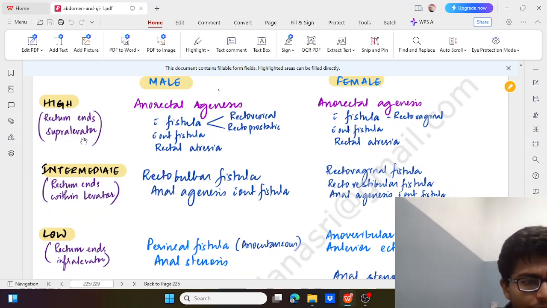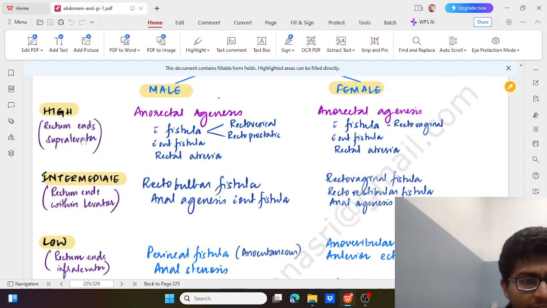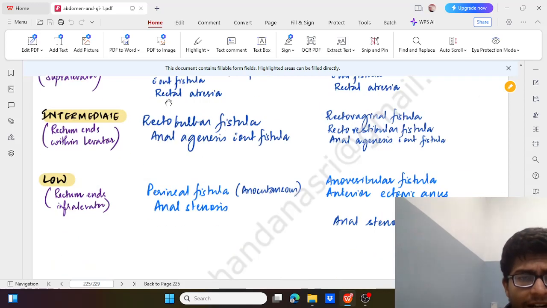It will be better if we start from the high rectal malformation. There will be rectal agenesis, where the rectum ends in the supralevator region, above the levator ani muscles. Rectal agenesis with a fistula between the rectum and the vesicle, that is the bladder, or rectoprostatic fistula, could be formed. Or there could be rectal agenesis without fistula formation, that is rectal atresia.